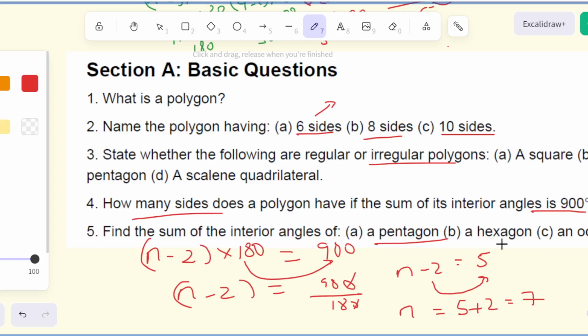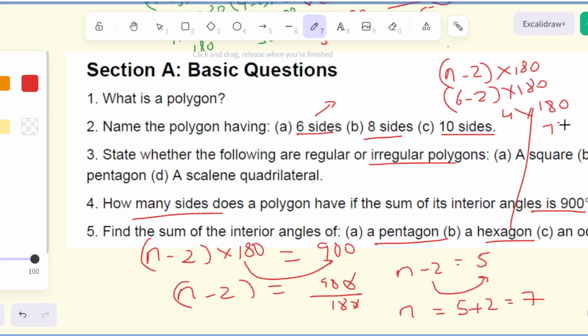I showed you already. I'll show you a hexagon. Simple. As you already know the formula, n minus 2 times 180. Just put n equal to 6 here. So 6 minus 2 times 180. 6 minus 2 is 4. 4 times 180. And thus we get 720. Right? The same we have to do for octagon and any other polygon. Makes sense, right? No doubts?